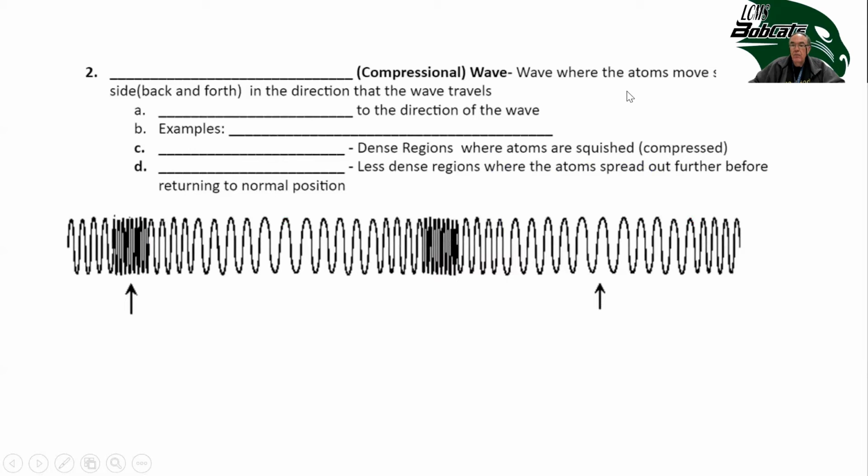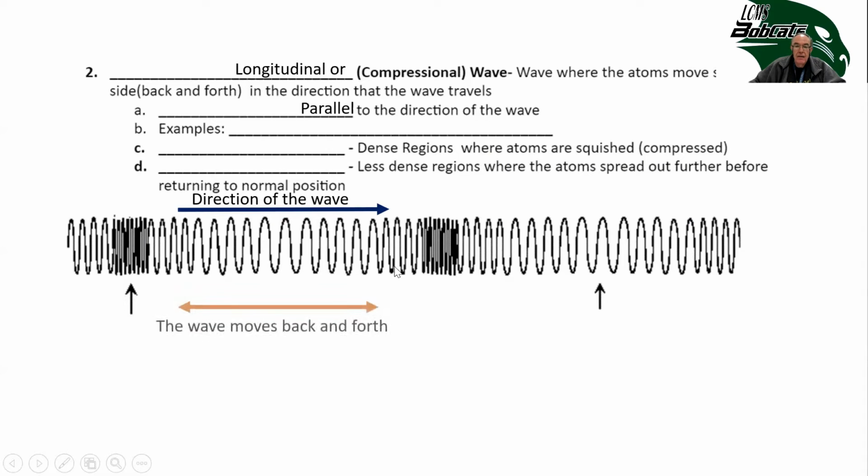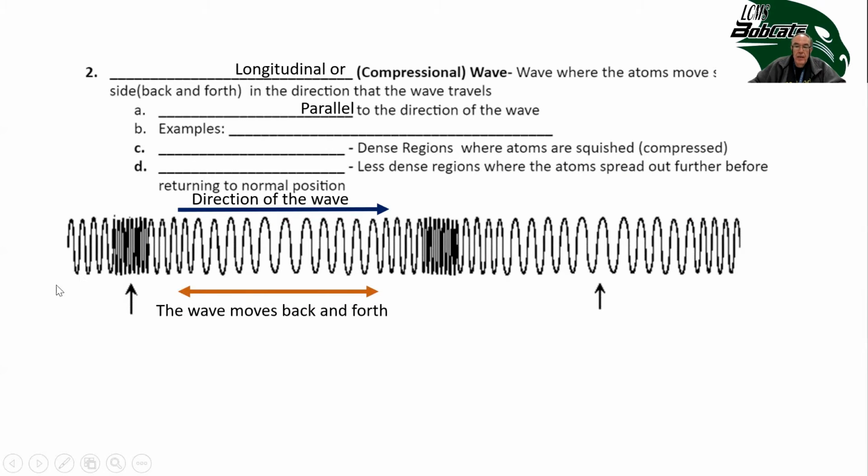Now the other waves move back and forth. A lot of times we use springs to demonstrate this, like a slinky. These are called longitudinal or compressional waves. In this case, the atoms move side to side or back and forth in the direction the wave travels. Because they're moving back and forth, they're parallel to the direction the wave travels. So in this case, we have this compressional wave here, and the direction of the wave is this way. And the particles in the spring are going to be moving back and forth the way I put here.